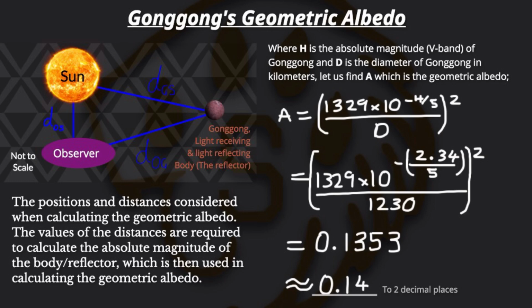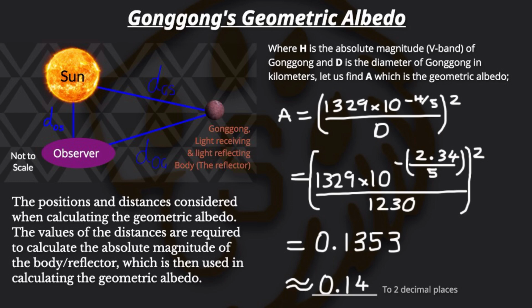Everything there is squared. And as you can see, we plug in the values, so H will be 2.34. That's the absolute magnitude, H, for Gonggong. And then our diameter is 1230 kilometers. That's the diameter of Gonggong. And then with everything plugged in, we get 0.14 as our final answer for the albedo.